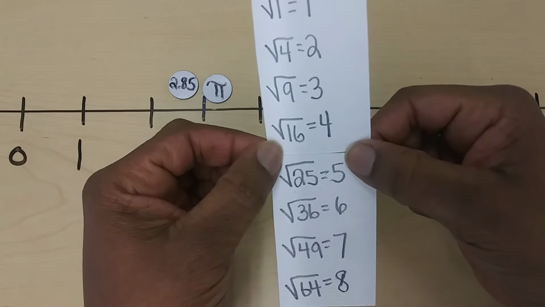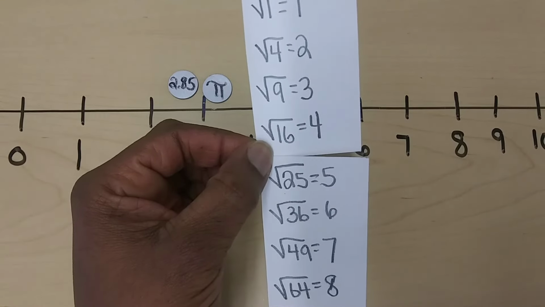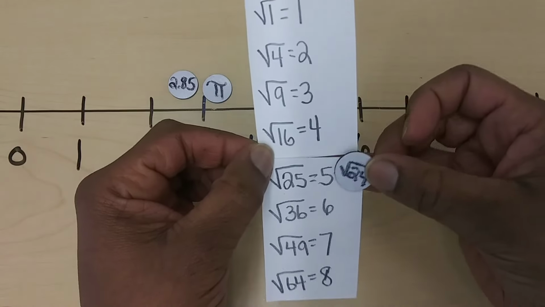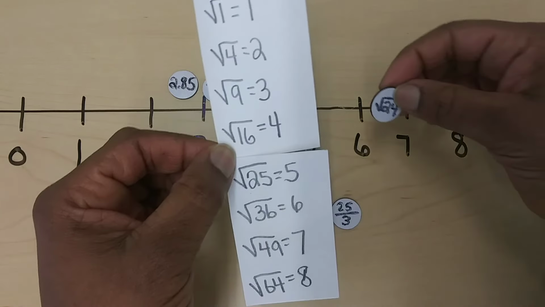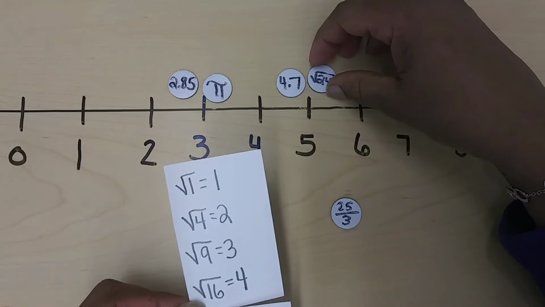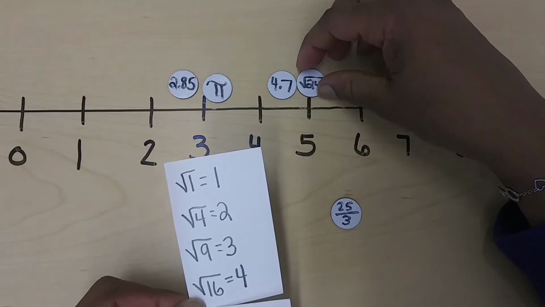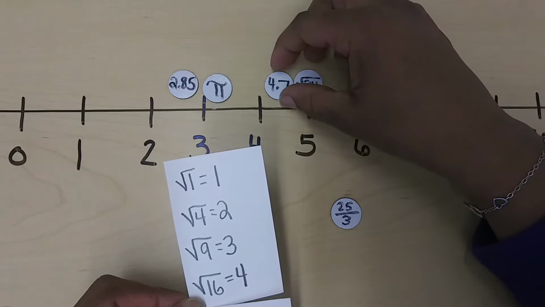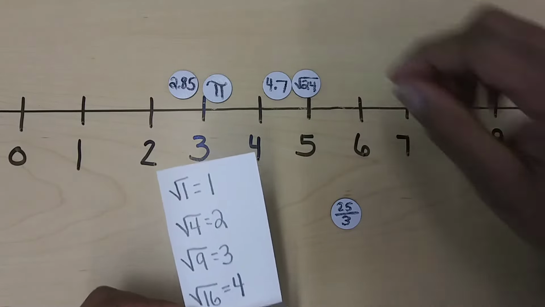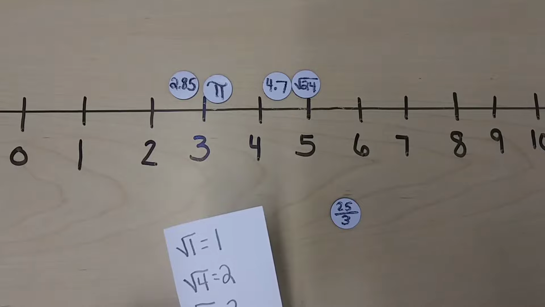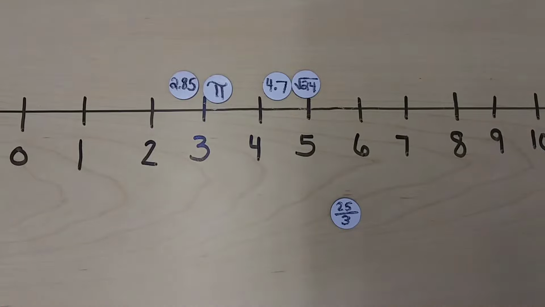Is it closer to 4 or closer to 5? The square root of 24. Yeah, it's closer to 5. It's almost 5. So I'm gonna put it right here. It's more than 4 7/10, but it's less than 5 as a whole. And when you get to your 8th grade standards, you will actually learn to approximate those to get a better estimate. And then the last one is 25 thirds.